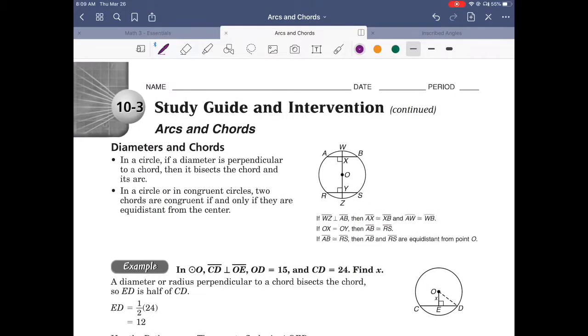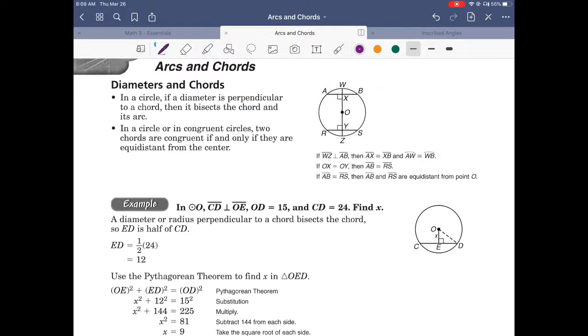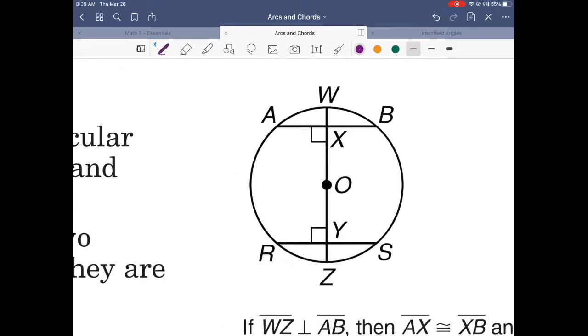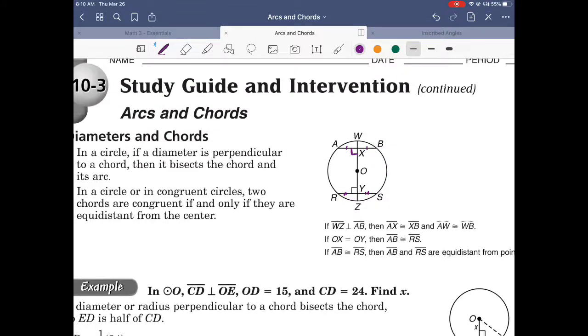All right, so we're going to use some of the similar information. We also need to know that if a diameter is perpendicular to a chord, perpendicular means it creates a right angle, it's going to split the chord into 2 equal pieces. So same on here and on here. So AX is going to be congruent to XB, RY is going to be congruent to YS.